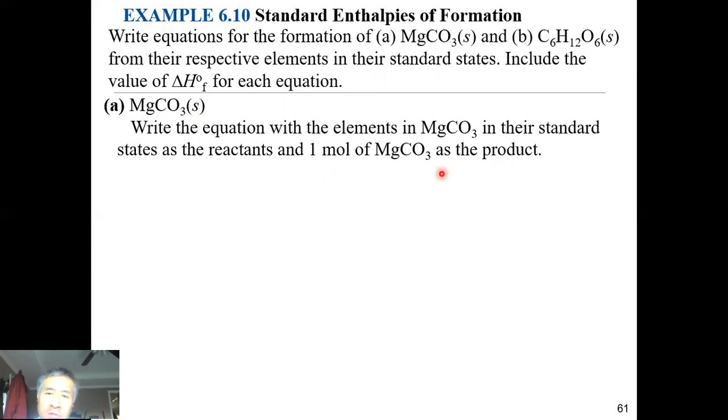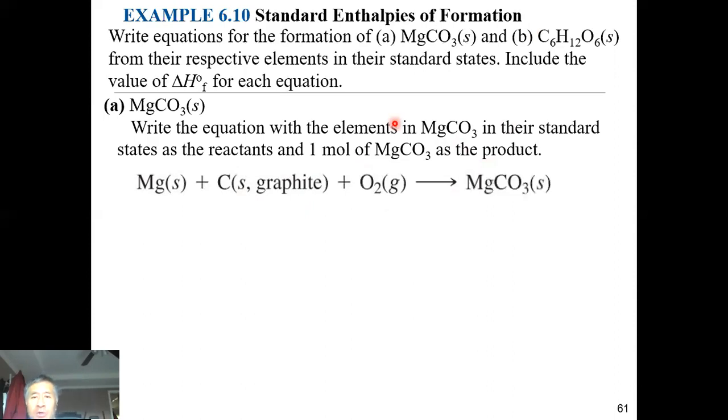Then you decide what reactants we need. So at the beginning, you just say we need Mg, we need carbon, we need oxygen. And then you can see what formula we use. For most metals, just metal solid. For carbon, we saw from the last example, carbon solid graphite. For oxygen, it should be O2 gas. So therefore, we know the most stable form for the three elements, for the three reactants. So therefore, we produce only one MgCO3 solid.